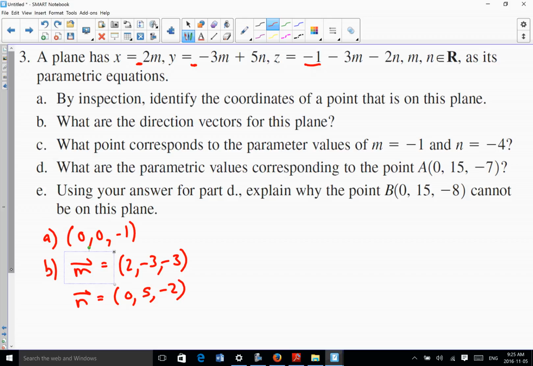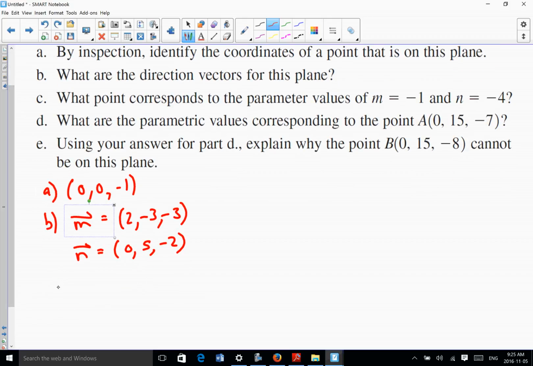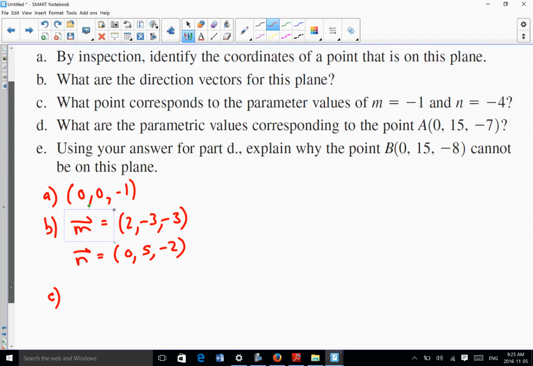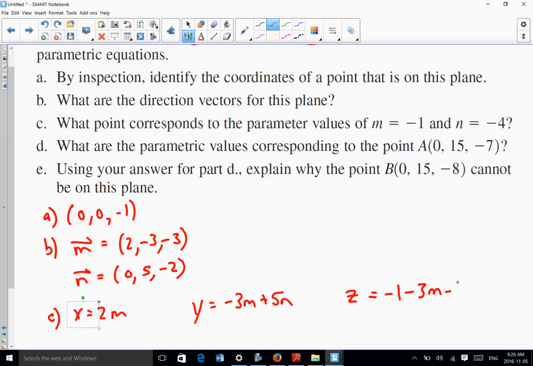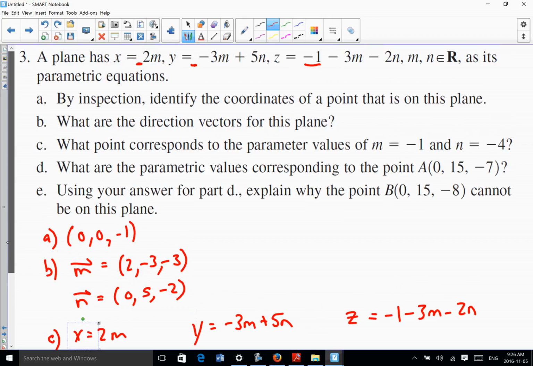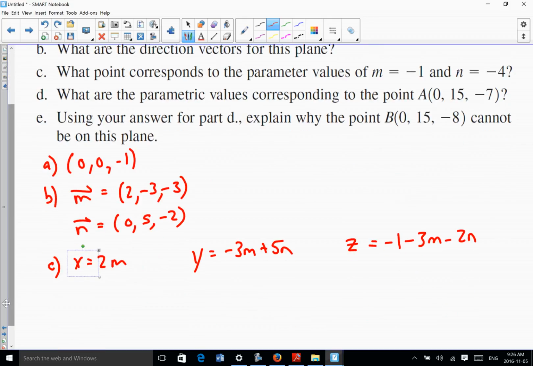Part C asks us what point corresponds to these parameters. So, let's write them down again. x equals 2m, y equals negative 3m plus 5n, and z equals negative 1 minus 3m minus 2n. Just taking our parameters from the beginning of the question, okay? But they're telling us that m has to be negative 1 and n equals negative 4. Well, if I know that, I can fill those things in, right?